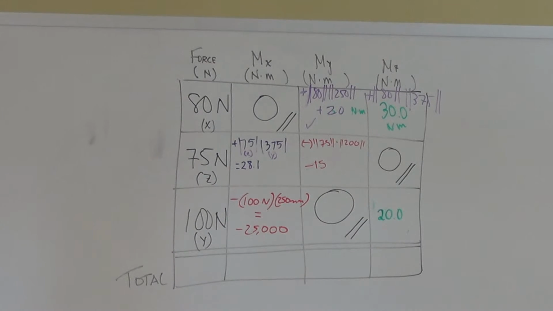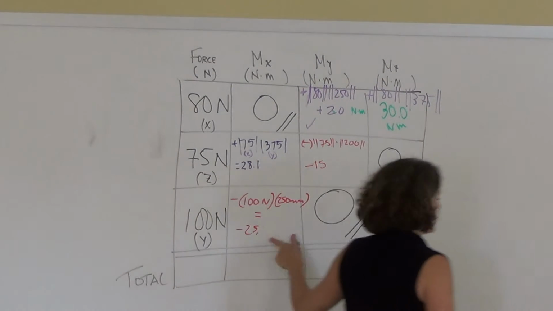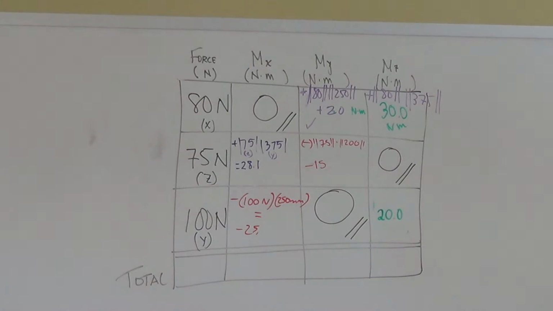Okay, how about the 100 Newton? 100 Newton is in the y. We're trying to find the moment in the x. The distance has got to be in the z. It's 250. Trying to find the moment in the x, 100, 100. I got a negative. Negative 2,500. Somebody else get that?